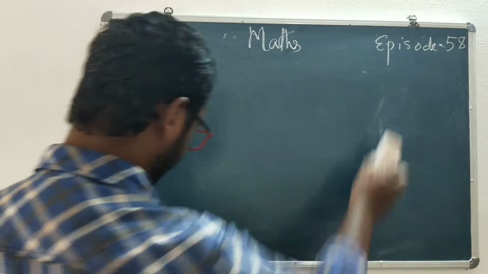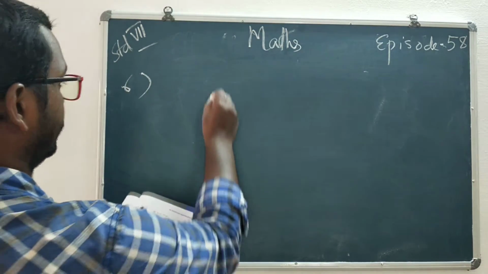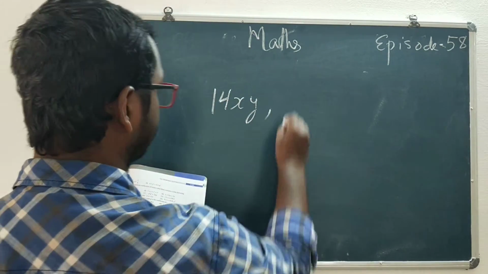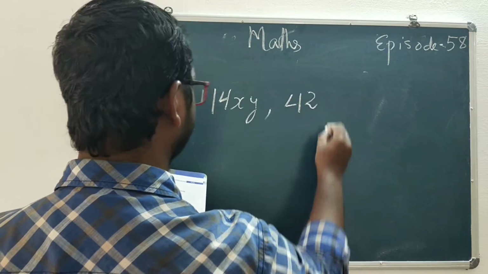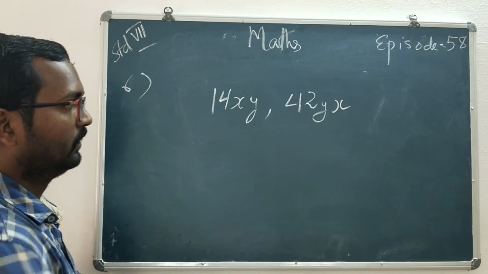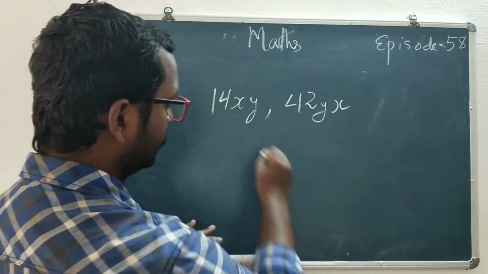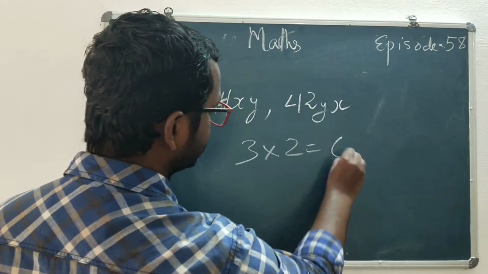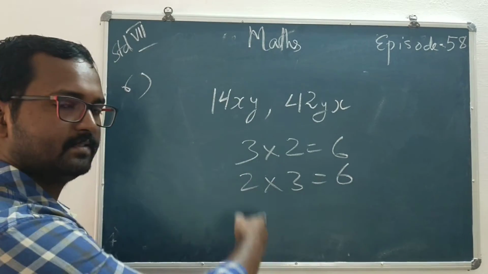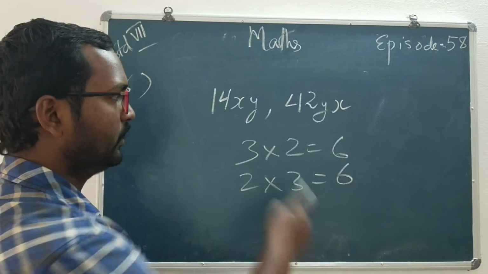Now look at the fourth one. It's quite interesting. 14xy, comma, 42yx. See here the variable is xy, here the variable is yx. I am sure you know 3 into 2 is going to be 6 and 2 into 3 is still going to be 6. Is there any difference? 3 into 2 is 6, 2 into 3 is 6. Both are the same. So x into y.